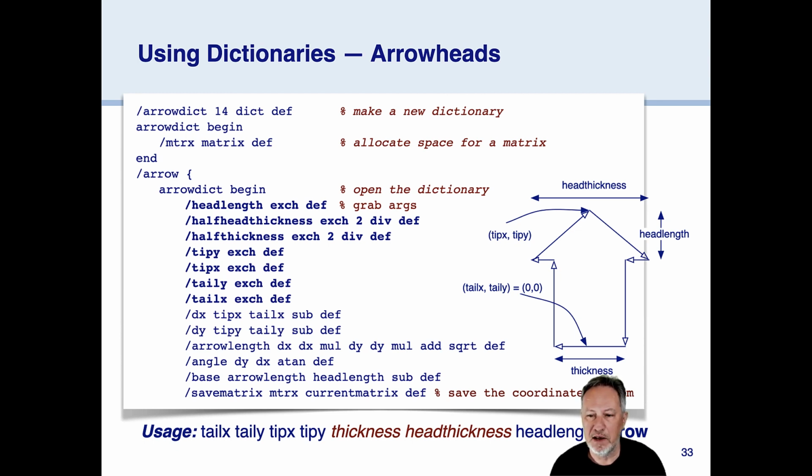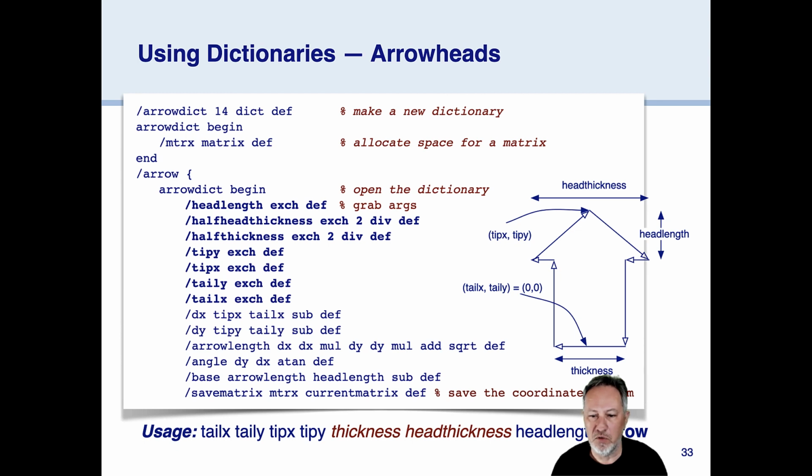On the right-hand side in the diagram, we can see there's a whole bunch of variables we need to configure to specify an arrow. It has a tail, in the middle of the tail, that's a particular location, tail x, tail y. It has a head, a tip x, tip y. The head has a certain thickness and a certain length, or height if you prefer. And there's also a thickness to the main stalk of the arrow.